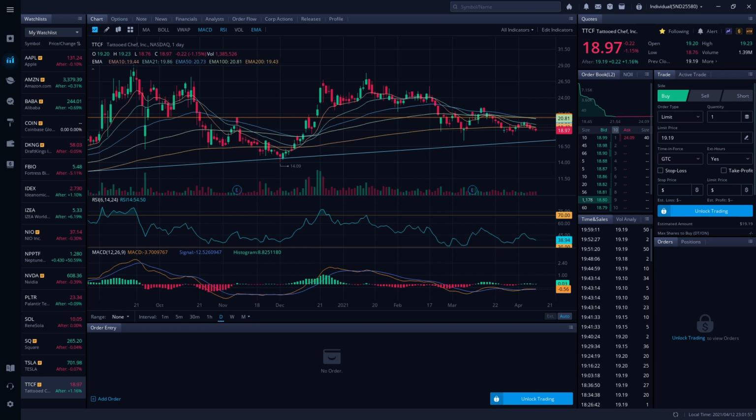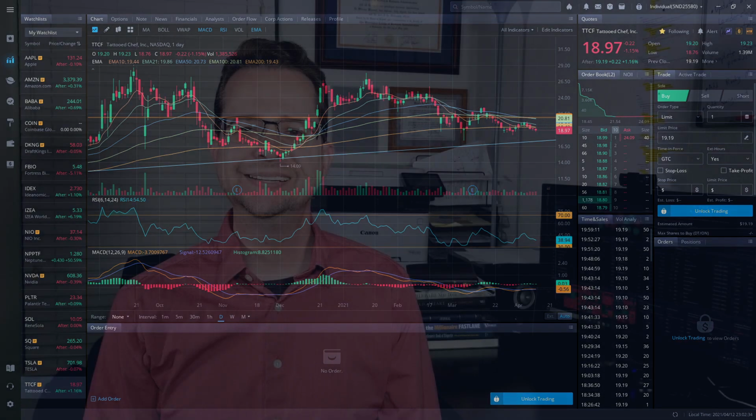And last we have TTCF. This is Tattooed Chef. They are a plant-based foods company and a competitor to Beyond Meat. Chris Sane recommends buying TTCF in the 18s. I think that's fine, but I also think that if you're patient, you can buy this even lower. The technicals are all bearish right now, and the next support level is the trend line that closed today at $17.28. I think if you're patient, you can buy TTCF under $18.